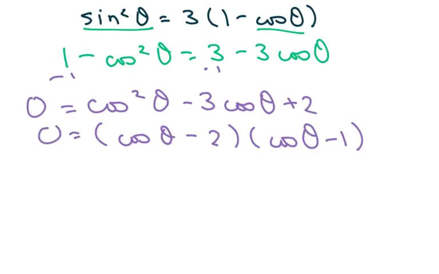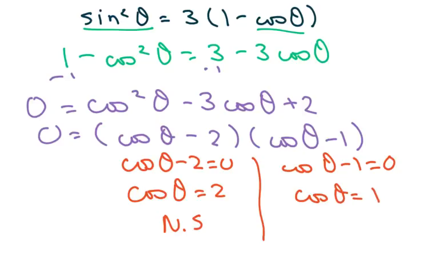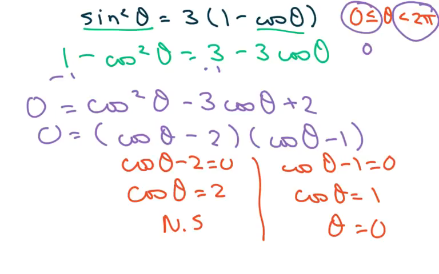So for here, we have cosine of theta minus 2 equals 0. And cosine of theta minus 1 equals 0. This one, you have cosine of theta equals 2, which makes no sense. There's no solution here. Here we have cosine of theta equals 1. And we have to be between 0 and 2 pi. So theta equals 0. You can't say it equals 2 pi because it can't equal 2 pi. It only can equal 0. Remember, 0 and 2 pi are coterminal, but it can't equal 2 pi.